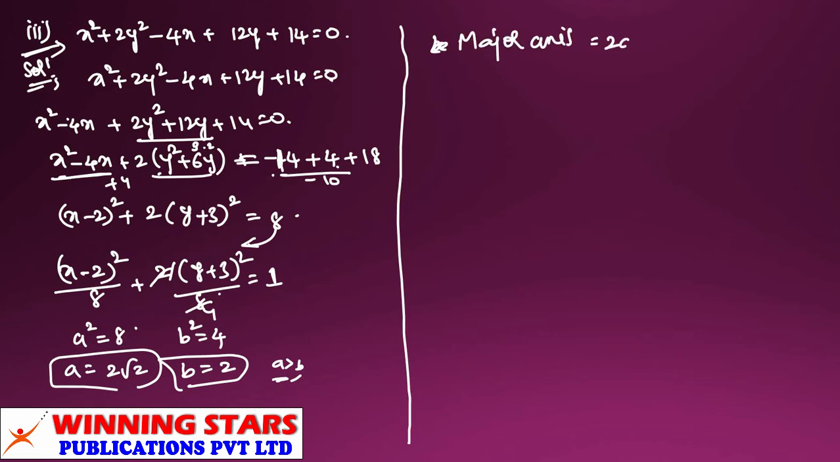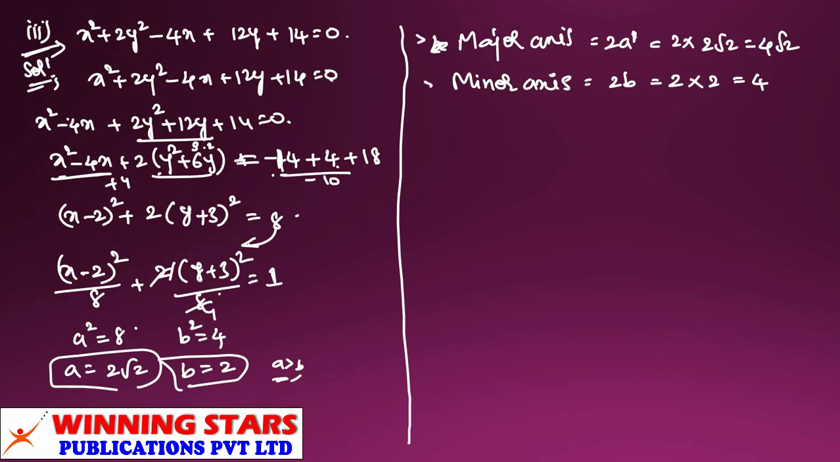Length of the major axis is 2a. So 2a is equal to 2 into a, which is 2 into 2 root 2, so 4 root 2 will come here. And again, the minor axis, what is that? 2b. So 2b is equal to 2 into b, which is 2 into 2, so 4 will come.